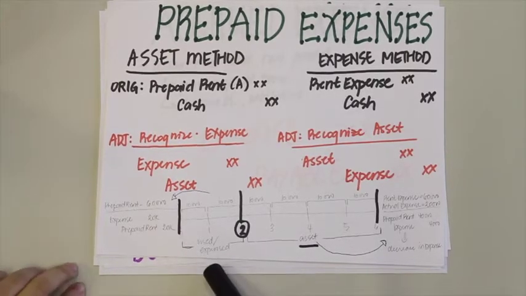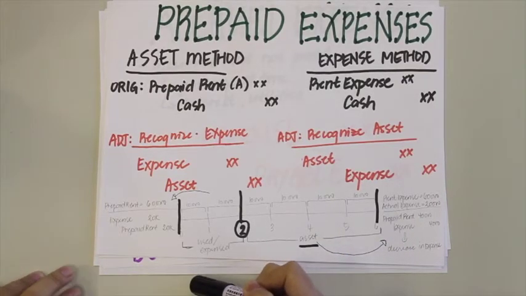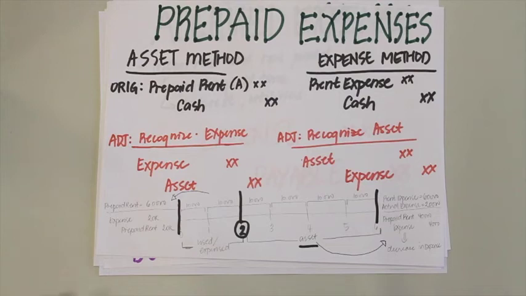Thus, in this case, the adjustment under the asset method would require debit to expense of 20,000 and a credit to prepaid rent of 20,000, while the adjustment for expense method would require a debit to prepaid rent of 40,000 and a credit to expense of 40,000.